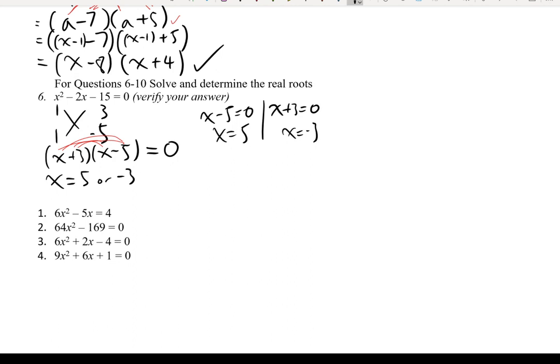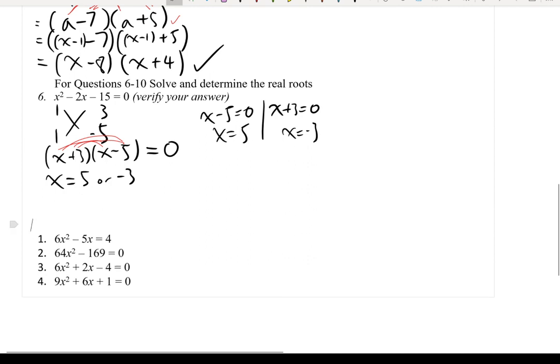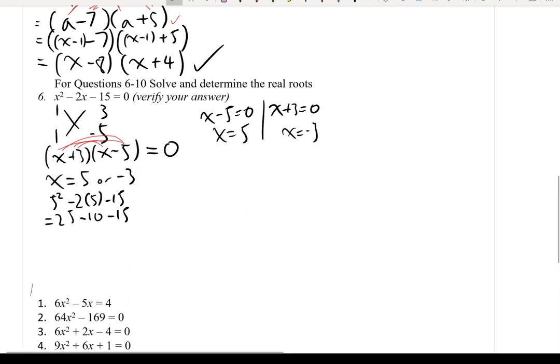And then it says verify your answer. We have to check whether it actually does make sense. So how to do that? I'm going to substitute in 5 into my equation. 5 squared minus 2 times 5 minus 15, and I'm going to check whether it is equal to 0. That's 25 minus 10 minus 15, and so that would result in, let me give myself more space, 25 minus 10 minus 15 is equal to 0, so x equals 5 is correct.